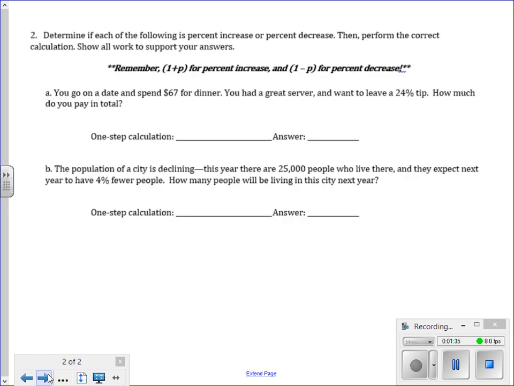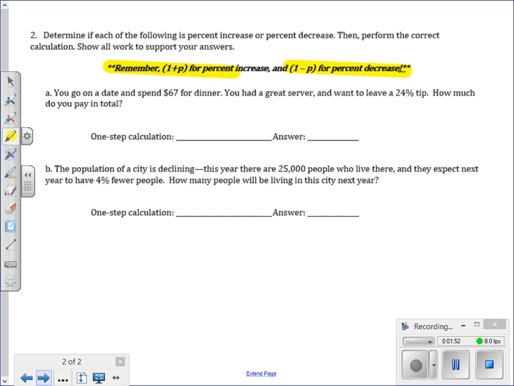Number 2, what we're going to do is, you're going to be given a scenario that's percent increase or decrease. You're going to have to find the final percent. Remember that when you're asked for percent increase, 1 plus P helps you find that value, and 1 minus P helps you find the value for percent decrease. Alright, so example 1, you go on a date and you spend $67 for dinner. You had a great server and want to leave a 24% tip. How much money do you pay in total?